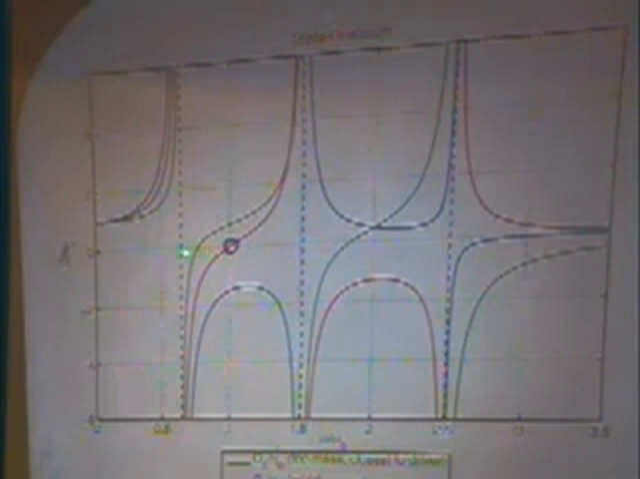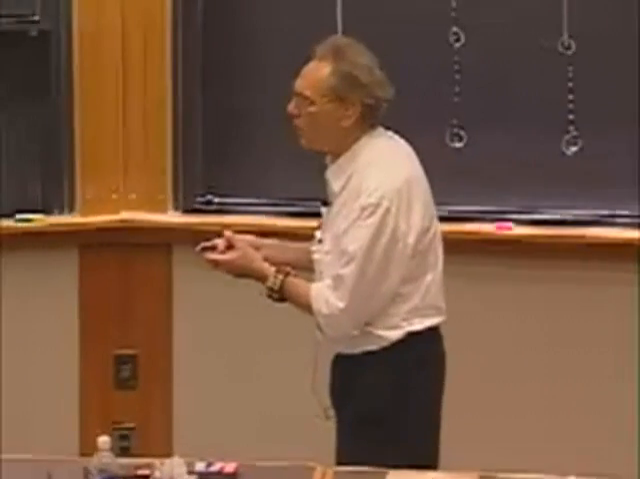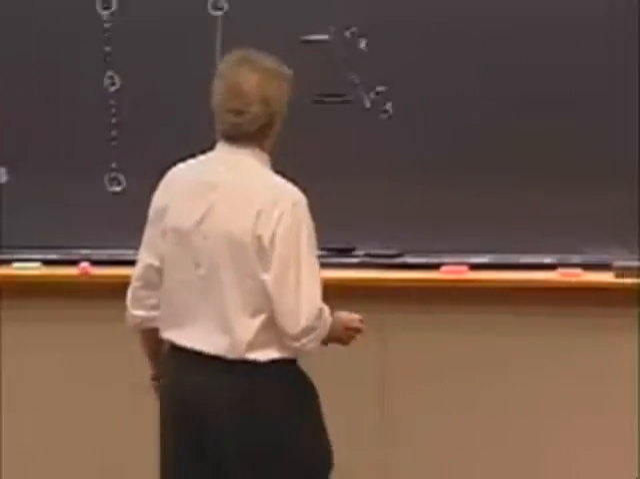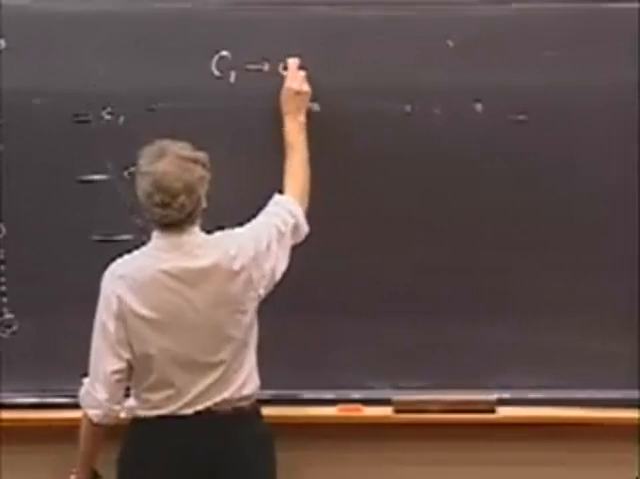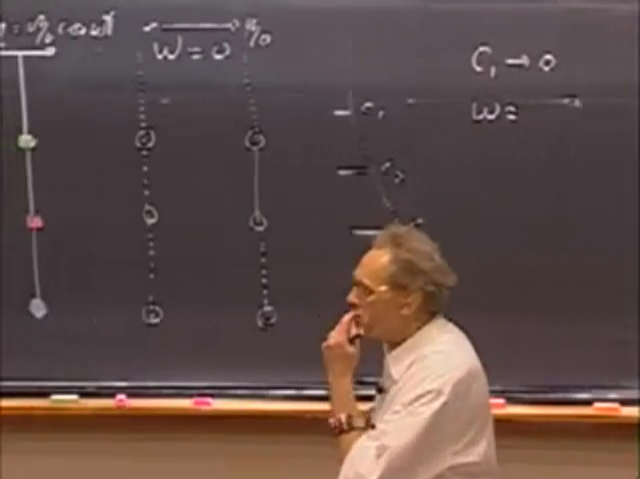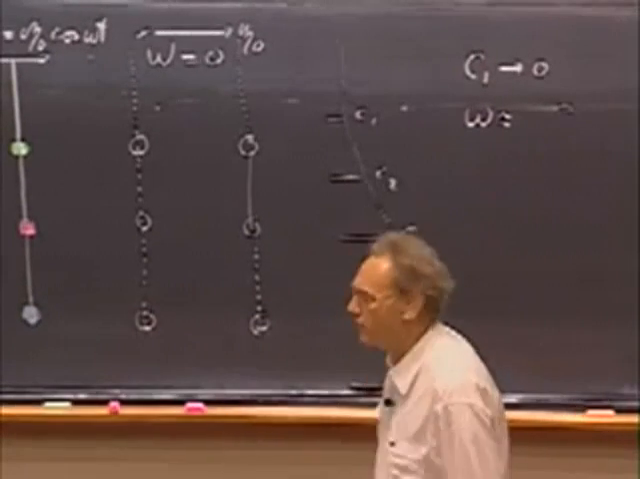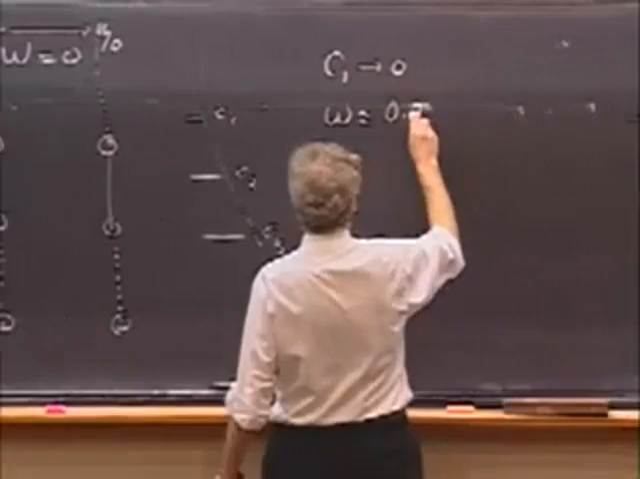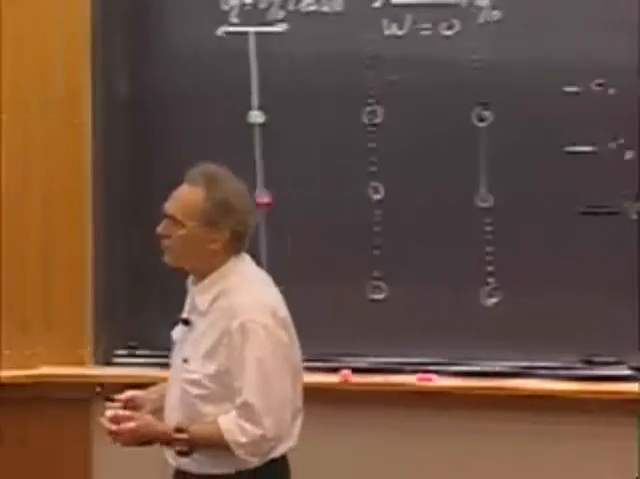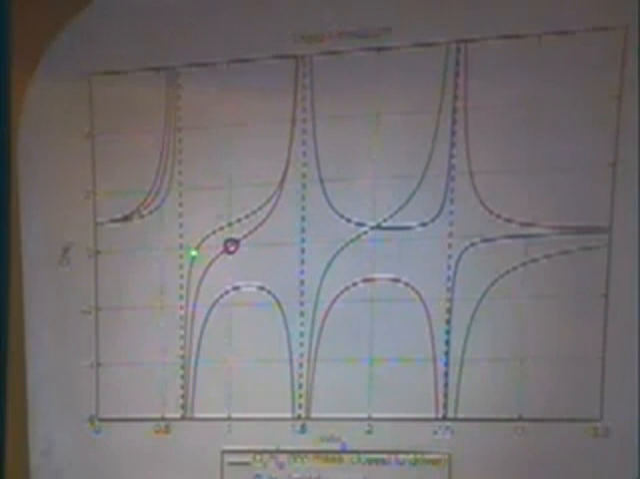And now there comes a point which boggles the mind, right here. The top one is not moving, stands still. And there is nothing really so special about that frequency. That frequency for which the top one stands still, so C1 goes to 0, that omega, if I try to eyeball it, I would say it's about 0.77 times omega 0. And somehow, at that frequency, the top one will not move.